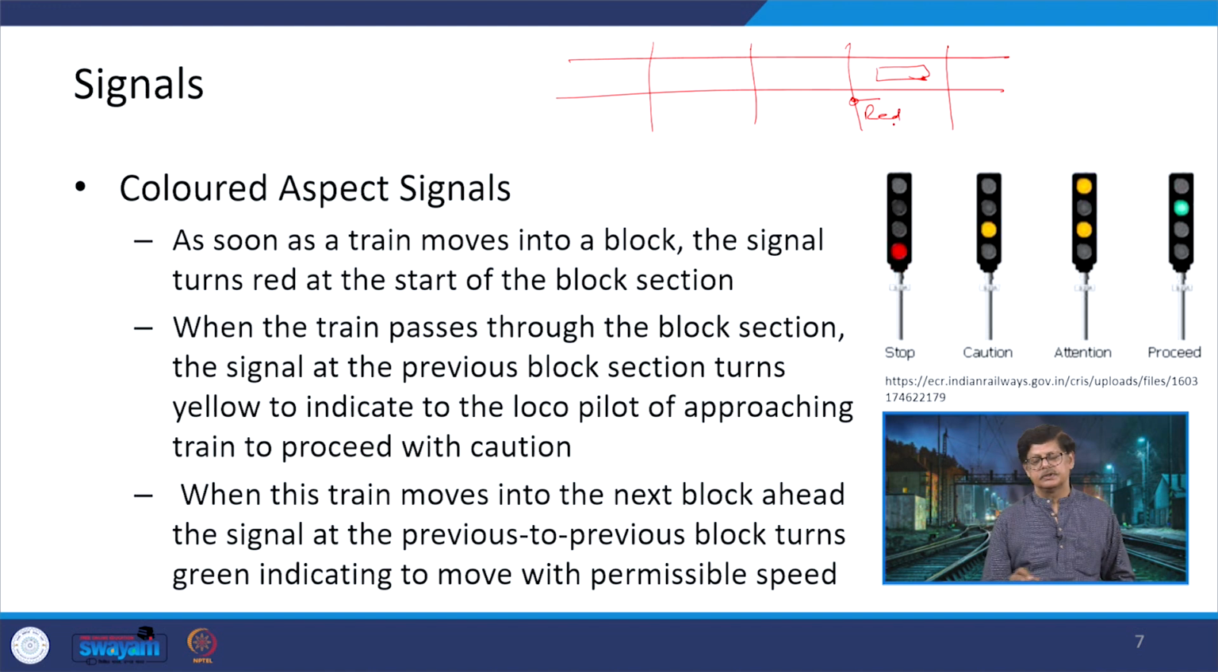So, it says that now no train can come in this area. Now, this train moves to this block. So, this signal will become yellow, and it means the train which is coming from the back can proceed with caution, and further if this train moves to the next block, then this will become green.